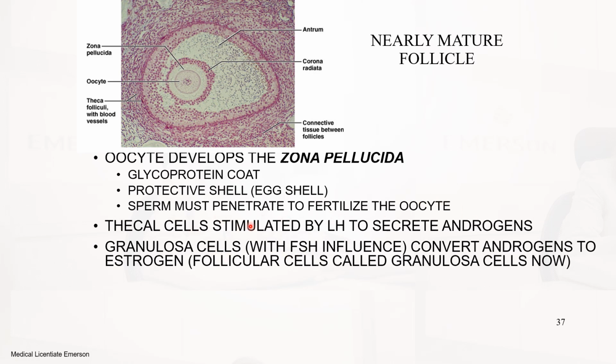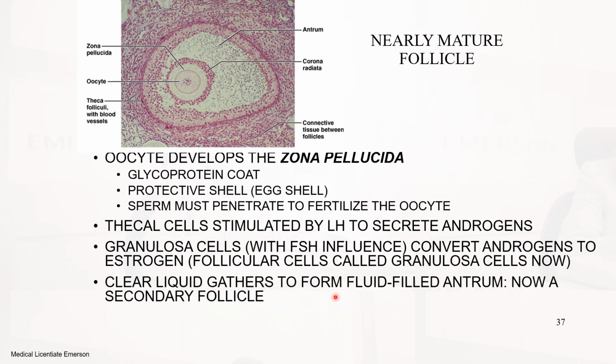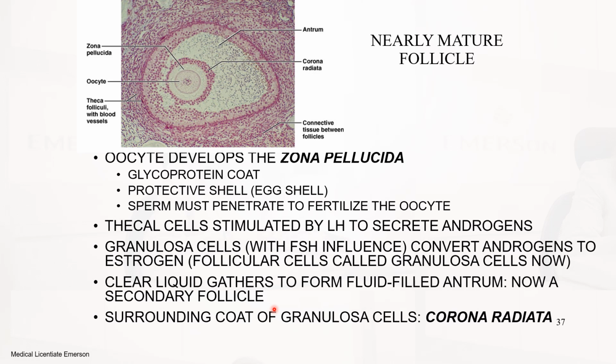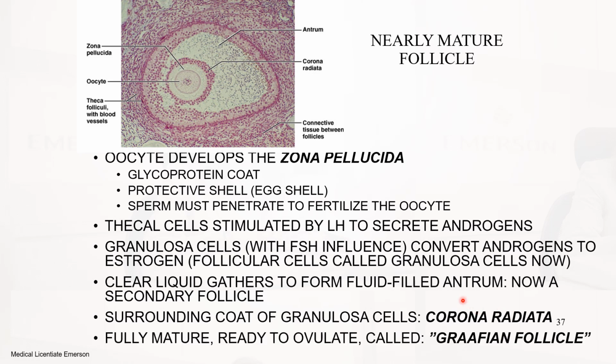Then the theca cells, stimulated by the luteinizing hormone, secrete androgens. Then the granulosa cells, under the follicle stimulating hormone's influence, convert androgens to estrogen. There are also the follicular cells called the granulosa cells. Then a clear liquid gathers to form the fluid-filled antrum. Then finally a secondary follicle. Then the surrounding coat of granulosa cells becomes what we call the corona radiata.